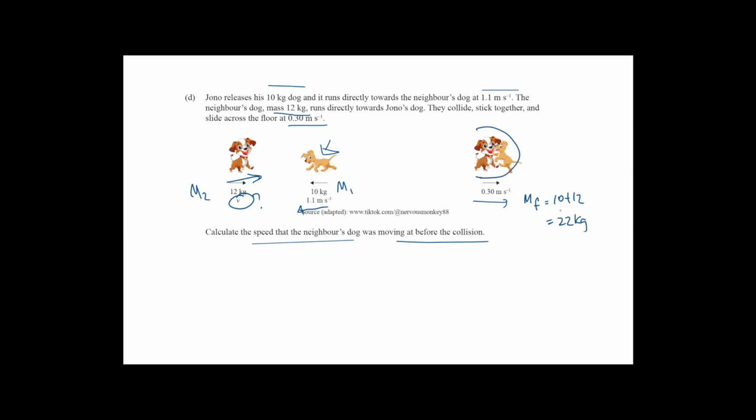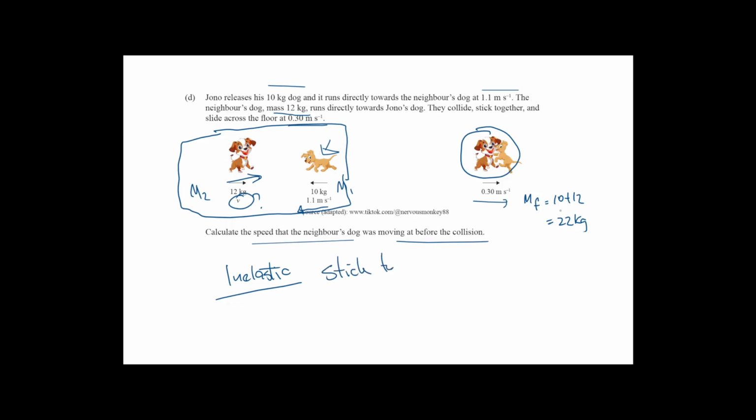So the two dogs together are going to have the same momentum as the two dogs separately. You can't destroy momentum in an inelastic collision. This is an inelastic collision because the dogs stick together. They were very careful with the way that they set it. They collide and they stick together. If it was an elastic collision, different rules would apply. So let's work out the momentum before and the momentum after.